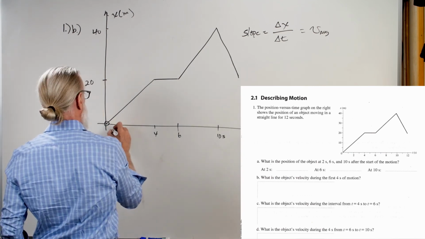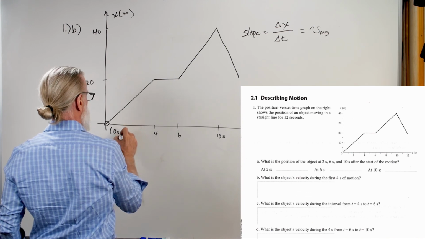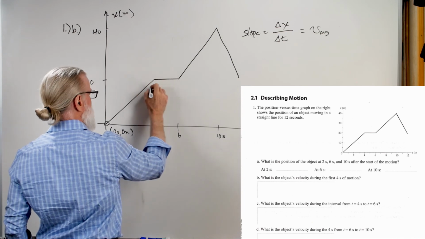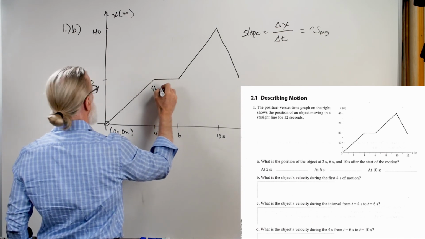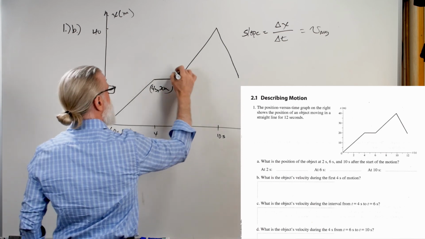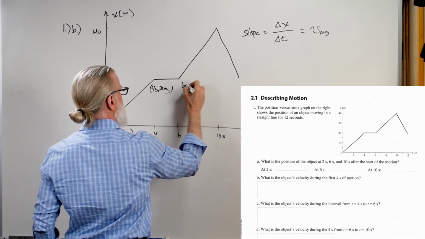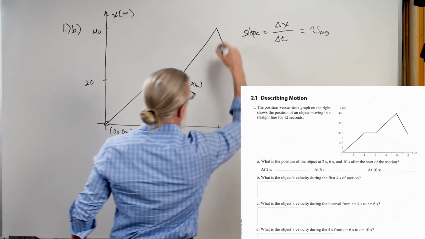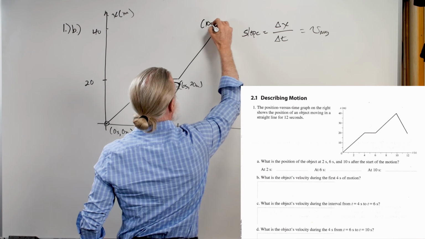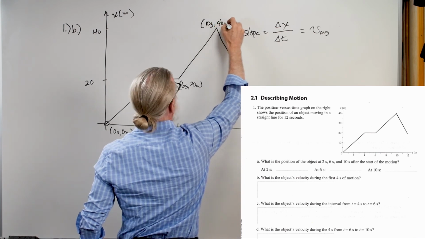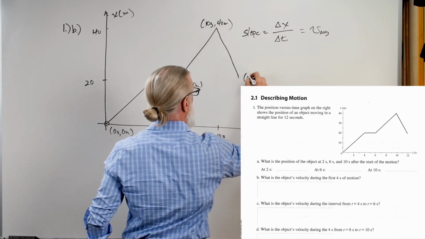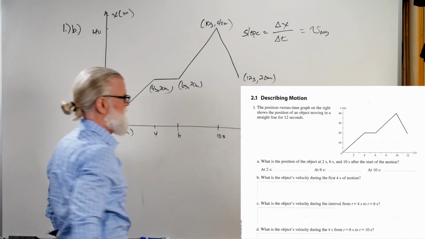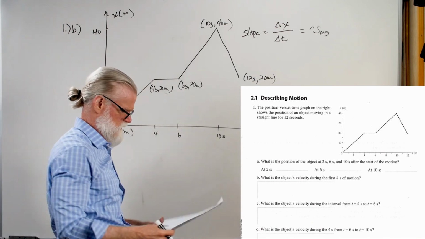So let me grab a point. We got 0 seconds, 0 meters. And here we got 4 seconds, 20 meters. And here we have 6 seconds and 20 meters. And up here we have 10 seconds and 40 meters. And then finally we have 12 seconds and 20 meters. I think we're going to probably need all this to calculate our slopes. This shouldn't be too difficult.